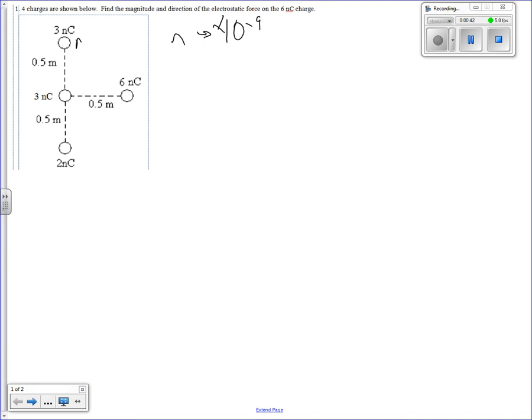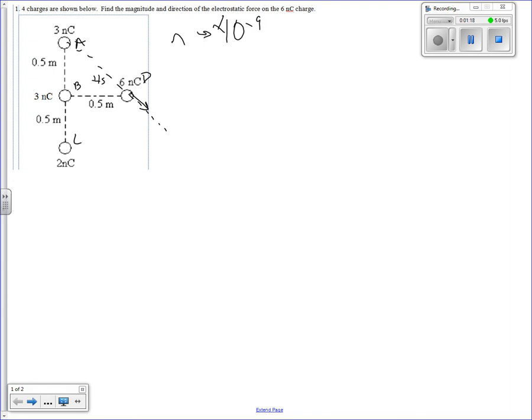And I'm going to go ahead and label them so it's easy for us to talk about: A, B, C, and D. We're looking at the force on charge D. So I'm going to draw those in there. A comes down here at this angle and exerts a force on it in that direction. It'll be a 45 degree angle, since that's a 5-5-5 triangle.